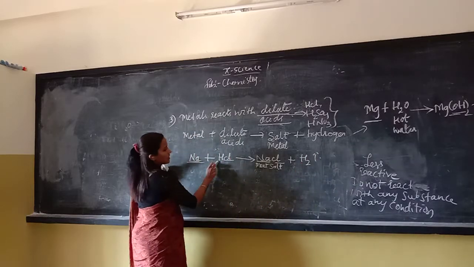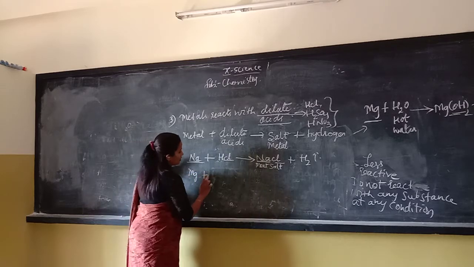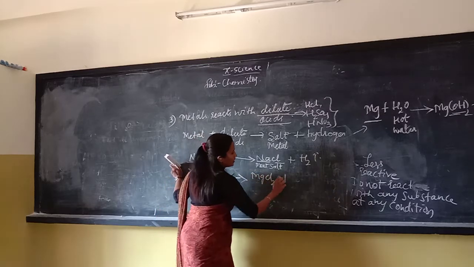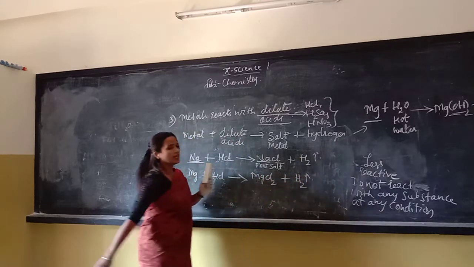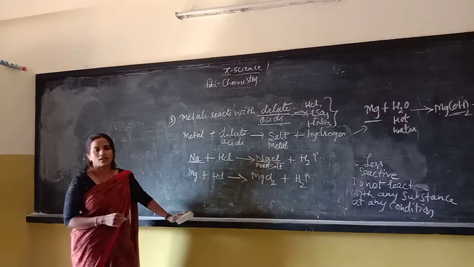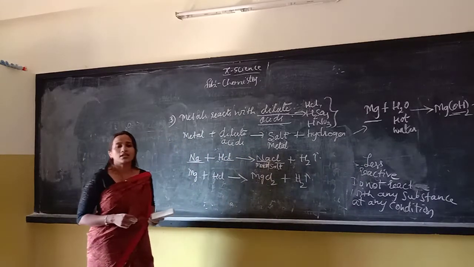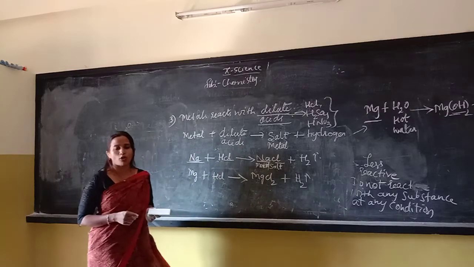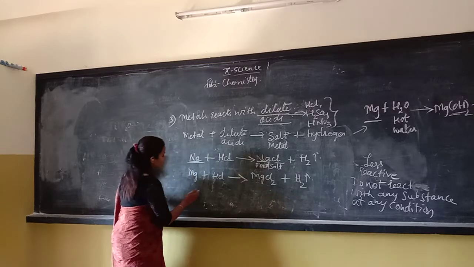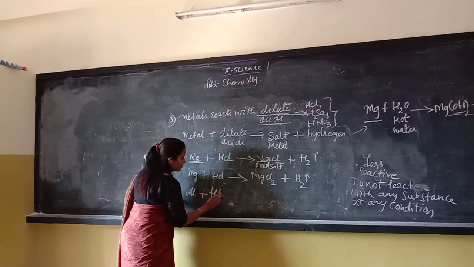NaCl plus H2. Next, when magnesium reacts with hydrochloric acid, it forms MgCl2, magnesium chloride, plus hydrogen gas. They are the metal salts. Understood? So when metal reacts with dilute acid, it forms metal salt and hydrogen gas as products. Next, we move on to one more mineral acid, that is, what happens when aluminium reacts with H2SO4.